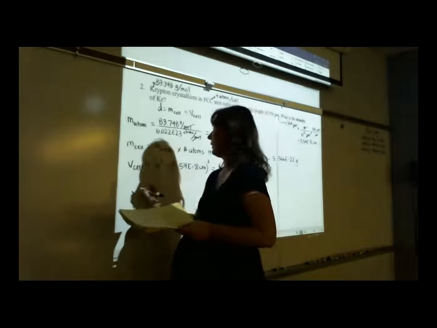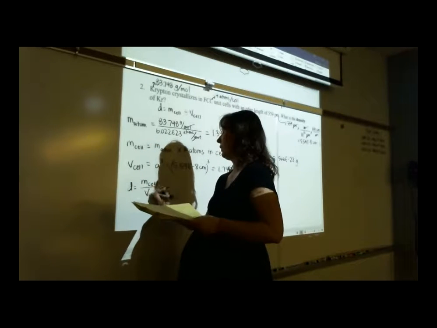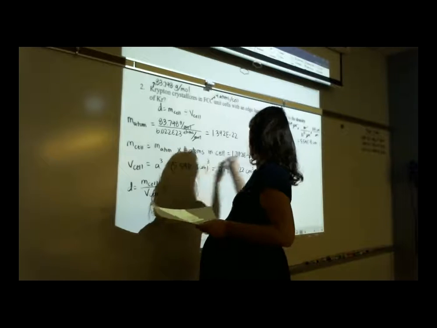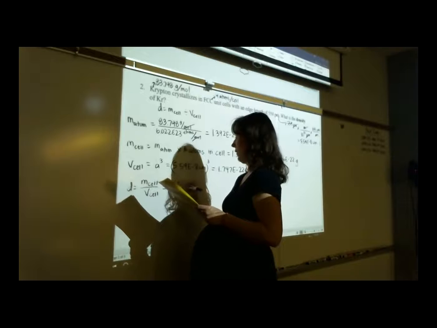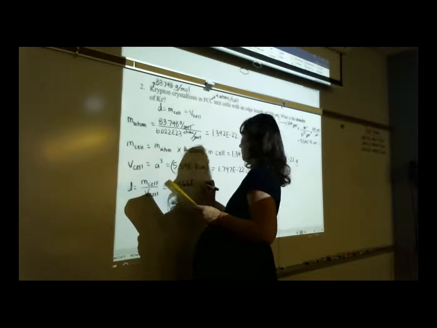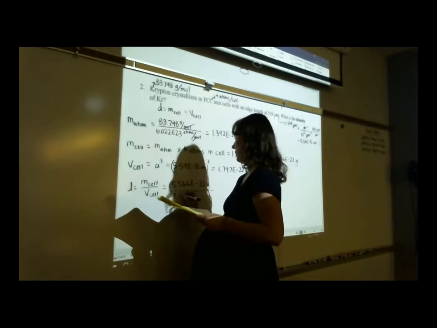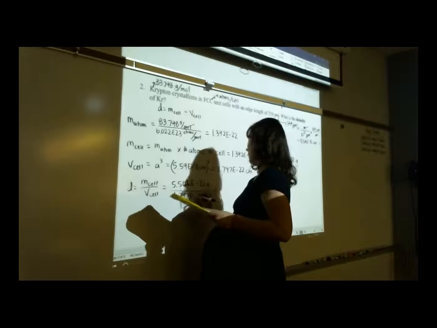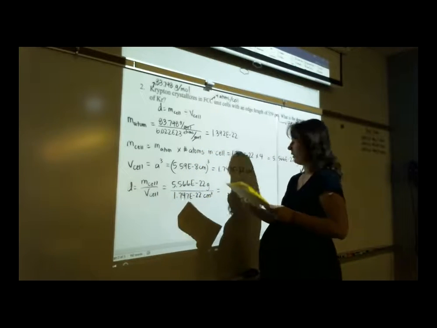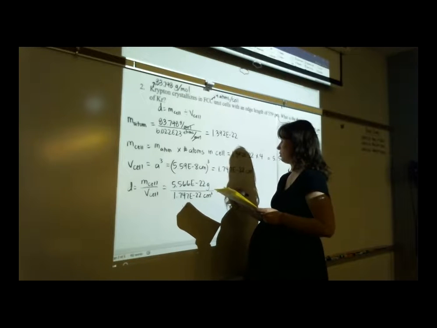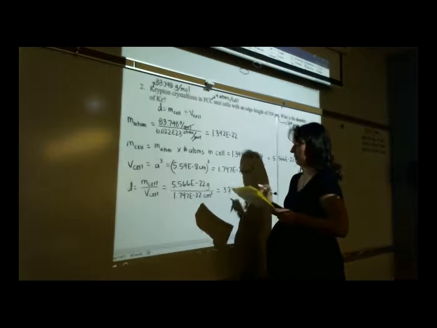And so now I'm ready to calculate density. M cell over V cell, so this divided by this. 5.566 times 10 to the negative 22nd grams divided by 1.747 times 10 to the negative 22nd centimeters cubed. So I got 3.2. And I probably should carry out an extra decimal place there, but I didn't because I was bad at rounding.